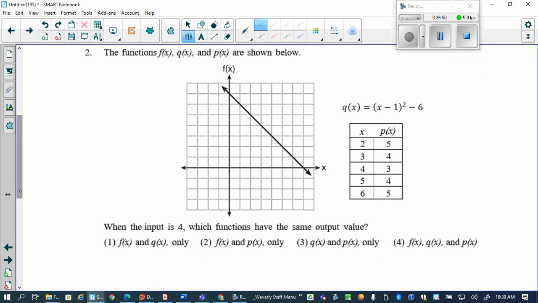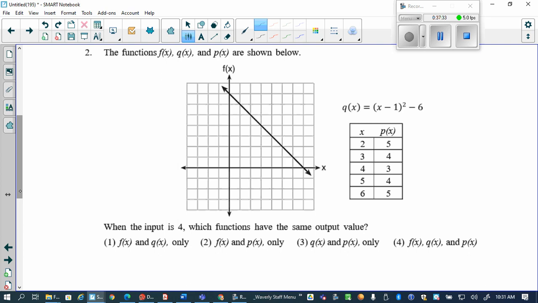Okay. Now what do we have in number 2? Well, why don't you start by reading from the very beginning? The functions f of x, q of x, and p of x are shown. So how many functions did they give us? 3. In 3 different forms, right? They have f of x as a graph, q of x as an equation, and p of x as a table, right? All right, so what's the question? The input is 4. Which functions have the same output? All right. So we have to check them all, yeah?